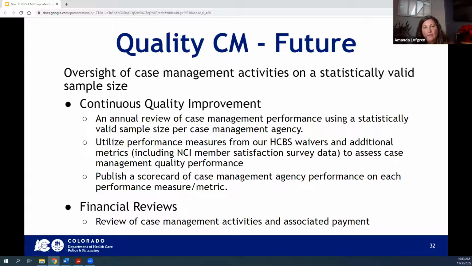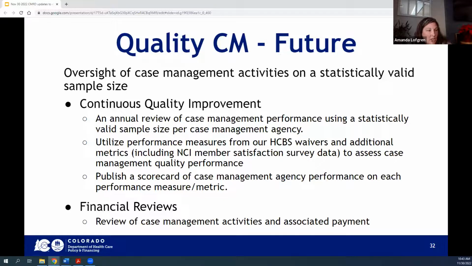So that year over year we'll be able to celebrate the good work that's happening and the areas for opportunities in a more transparent way, which I think is really important. And then we'll continue to review the case management activities and associated payments.